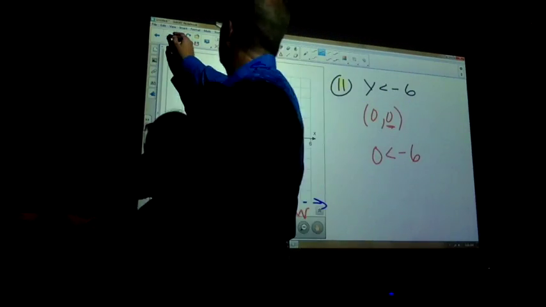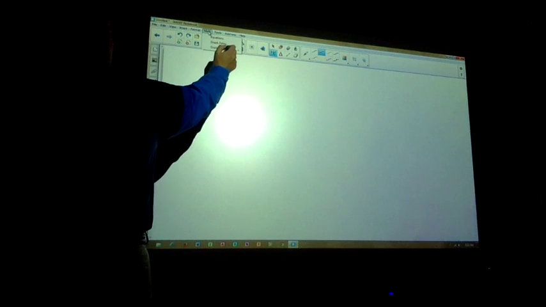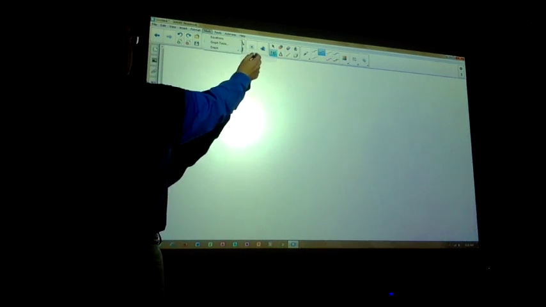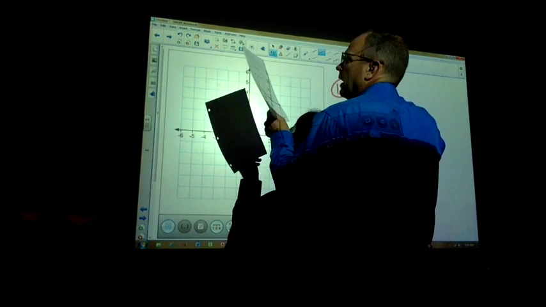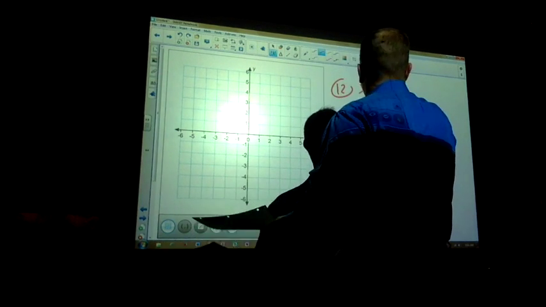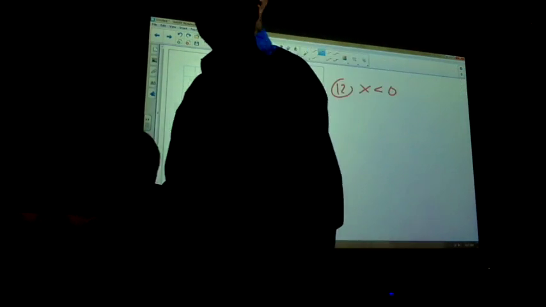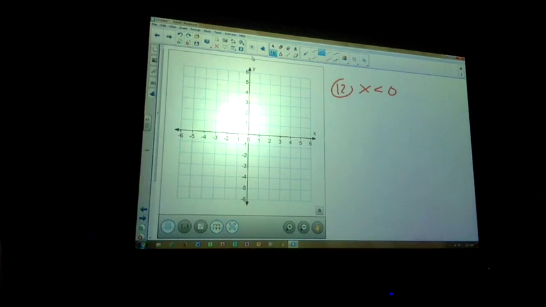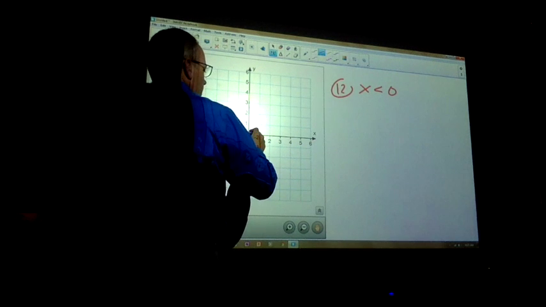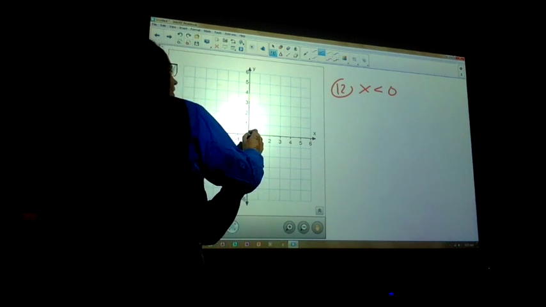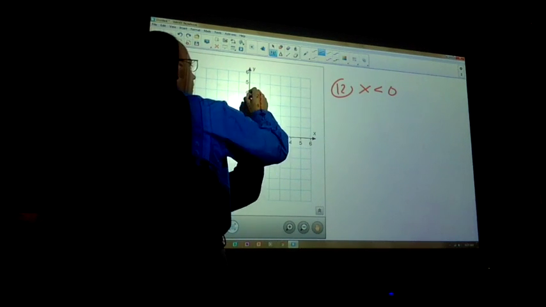Number 12. We have, what is that? Is that x is less than 0? Yeah. Okay. It's a straight line. What kind of straight line? It's a vertical one. Okay, so x equals 0 is indeed right here. So this is a vertical line. Solid or dotted? Dotted.